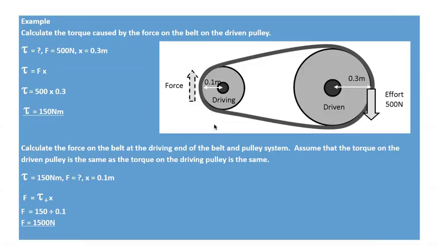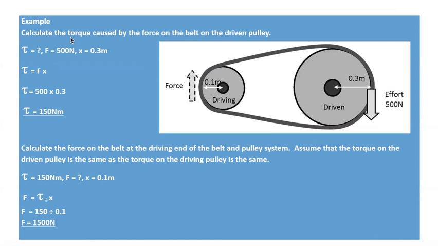Video looks at the calculations on belts and pulleys and gears. In this first example, we've got a driving pulley here and a driven, and we've got a radius of 0.1 meters on the driving pulley and 0.3 on the driven. It's producing a force of 500 newtons on the driven pulley.